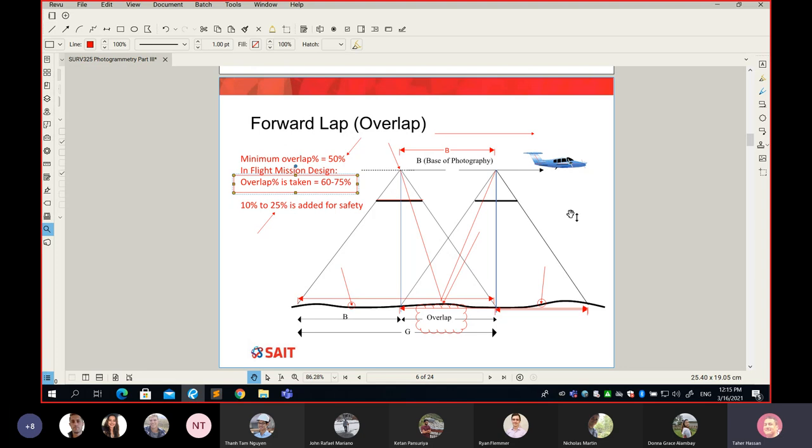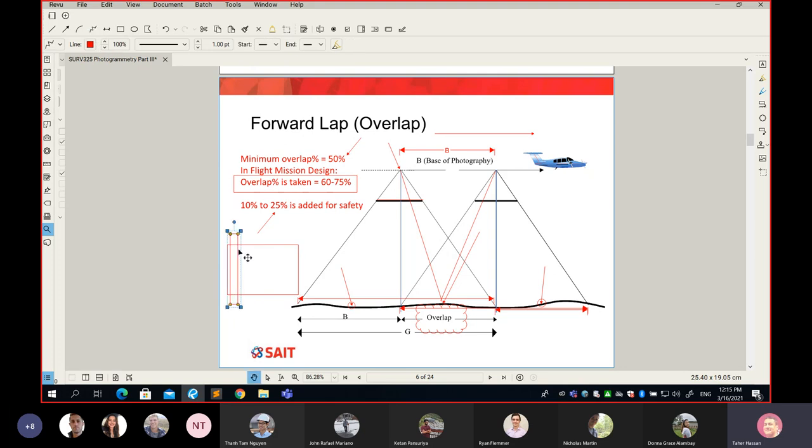Now, guys, do you remember how we cover the area? Let's say my project is here. This is a plan view for my project area. How do I cover the project area? Watch this. I go here and I fly along.